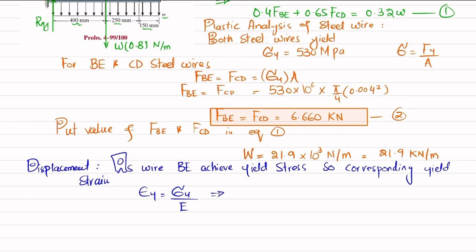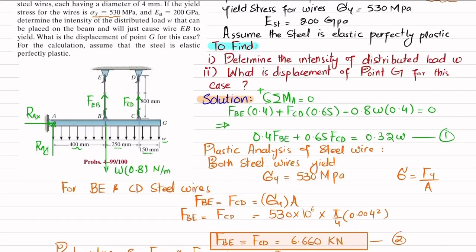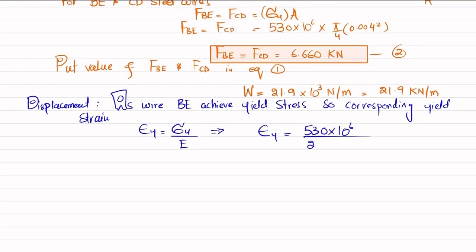So you can just put the value. Yield strain is equal to 530 into 10 raised to power 6 divided by modulus of elasticity, which is given as 200 gigapascal. So 200 into 10 raised to power 9. So when you solve this, you will get this yield strain will be equal to 0.002650 millimeter per millimeter.